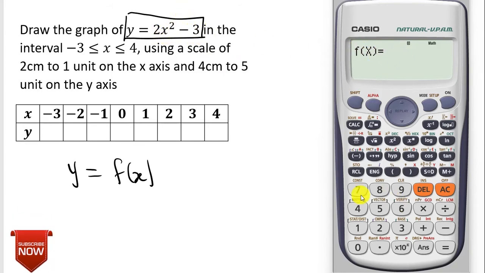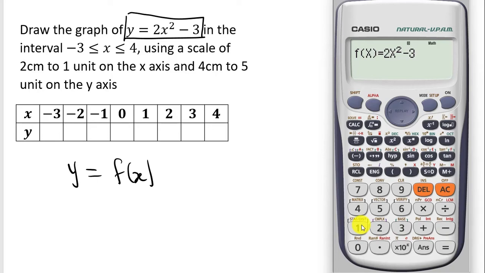Okay, so we are going to press on 2. We press on 2. We need the x. So we press the alpha. We press the x. It is squared. So we press the 2. Okay, so we have our 2x squared there. We have the minus, so we press the minus and then left with the 3. Okay, so now this is the relation that we are having there.